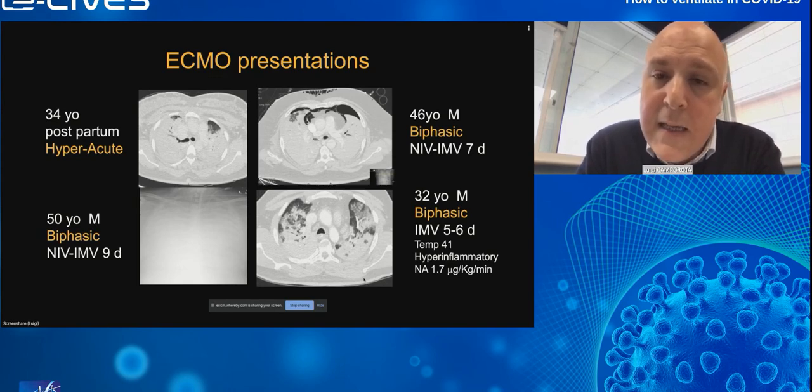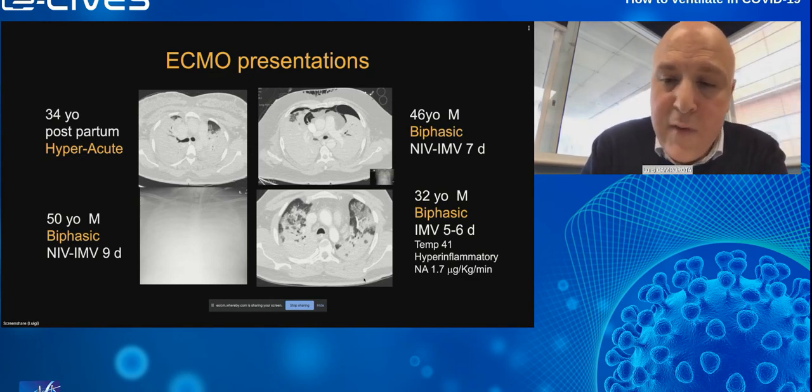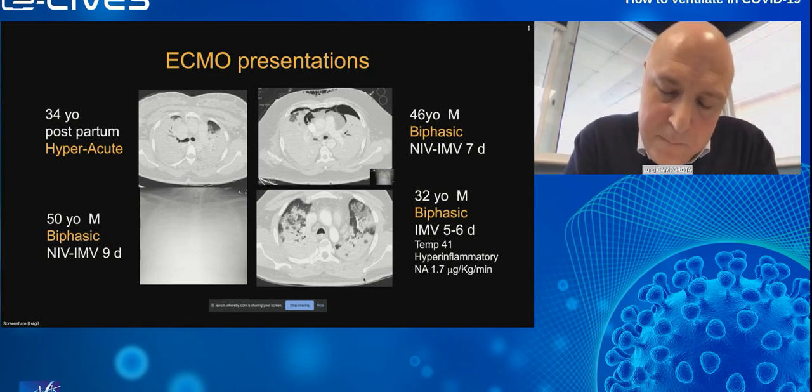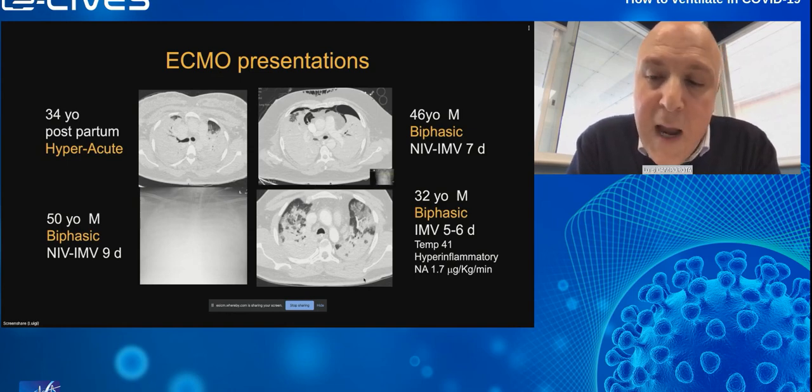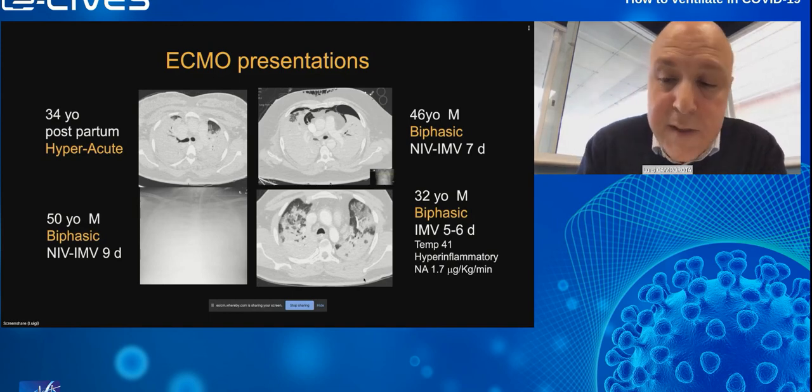And you can see the top right actually having severe barotrauma. And the bottom right is a more recent one, a patient we admitted to the unit about 2 days ago, a 32-year-old male with a very severe hyperinflammatory phenotype with hyperpyrexia, temperature of 41, large doses of noradrenaline, and ferritin greater than 10,000, hypertriglyceridemia, essentially the phenotype of a hyperinflammatory syndrome.